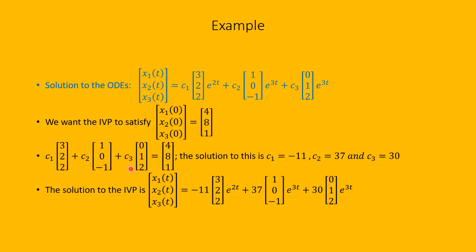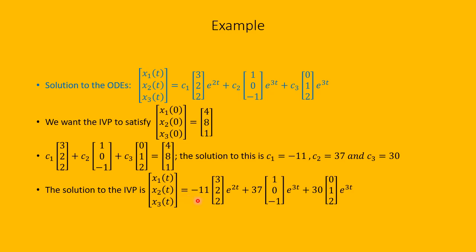Now, this is just a system of linear equations, and we've seen several ways of solving this sort of thing so far. We could make a 3 by 4 matrix where these 4 vectors are the columns, and then look at the reduced row echelon form of that matrix. If we do that, we'll find out that the solution to the system of equations is c1 equals minus 11, c sub 2 is 37, c sub 3 is 30. And so the solution to the initial value problem we get by just plugging in these values of the c's into this general solution up here.